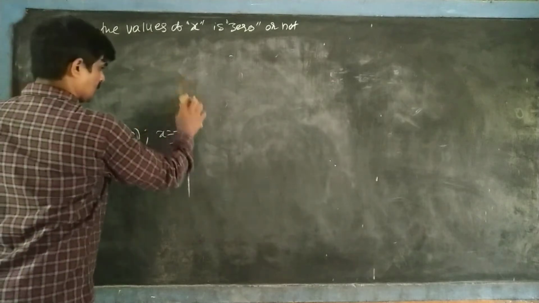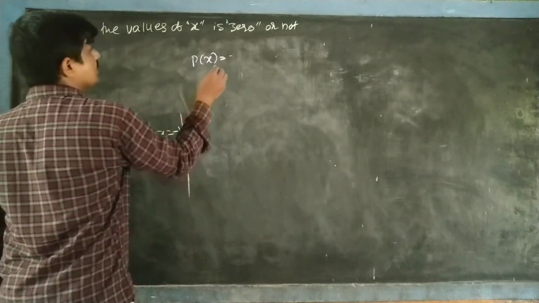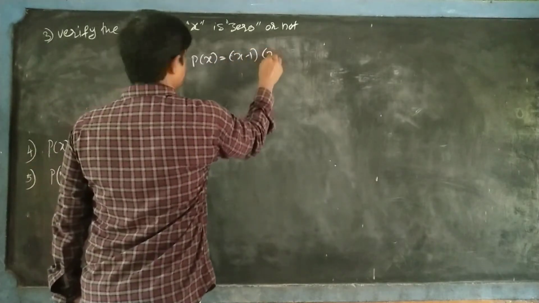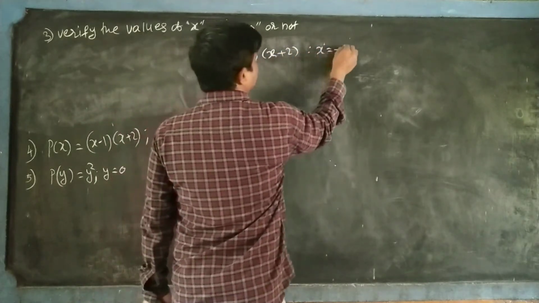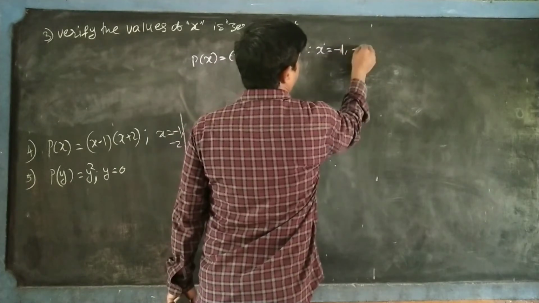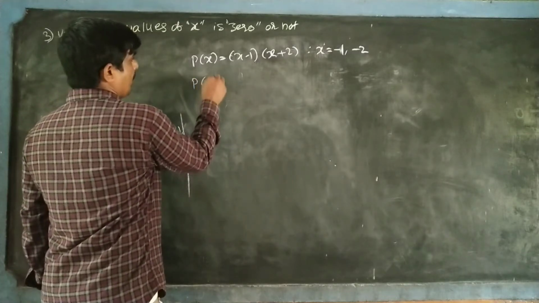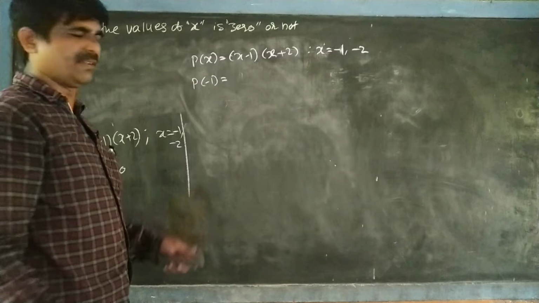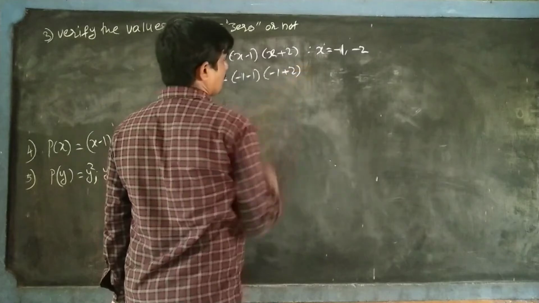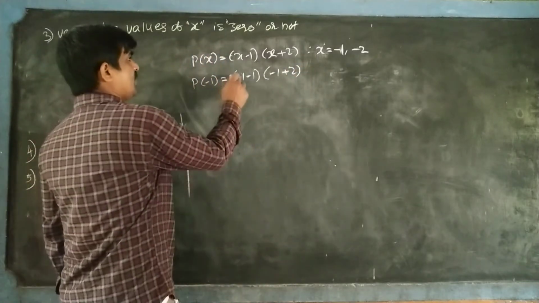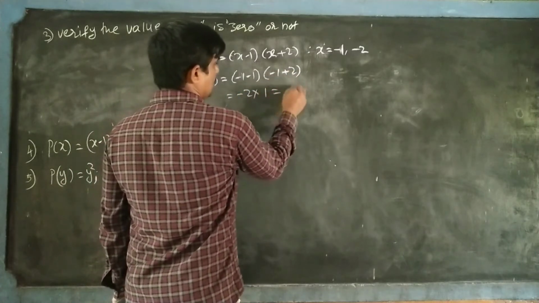Next, the fourth one. So what is that? P of x is equal to x minus 1 into x plus 2, where x is equal to minus 1 and minus 2. Simple, you have to substitute. First I am taking x is equal to minus 1. Instead of x I am writing minus 1. So minus 1 minus 1 into minus 1 plus 2. Okay? Right. Minus 2 into 1, that is equal to minus 2.